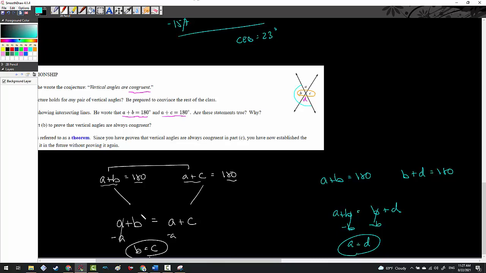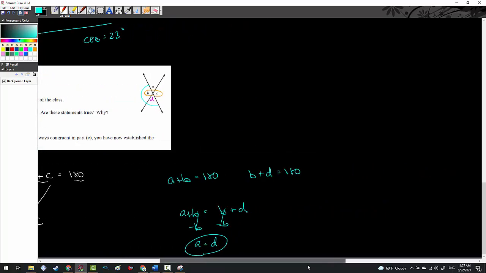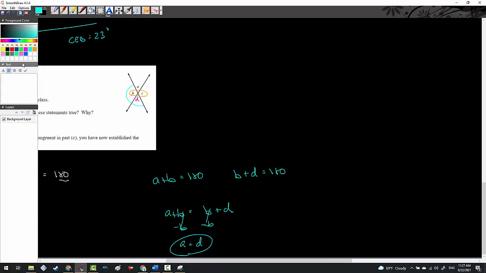And so we can say that to be a rule that we can use. We know this to be true now. Vertical angles are congruent. That will come up, and I believe you guys learned that in Integrated 1 and kind of accepted it as truth, but now that we have the proof of it, we should be more confident in that knowledge.